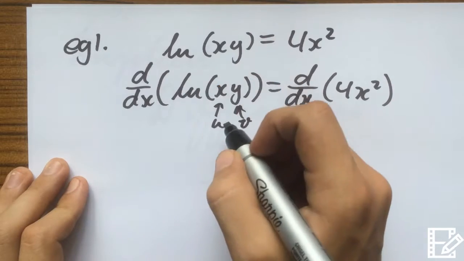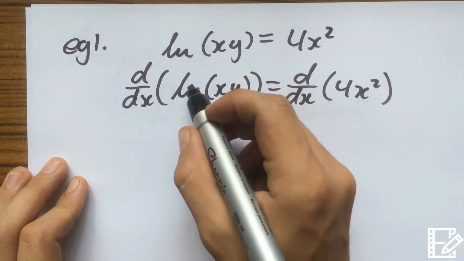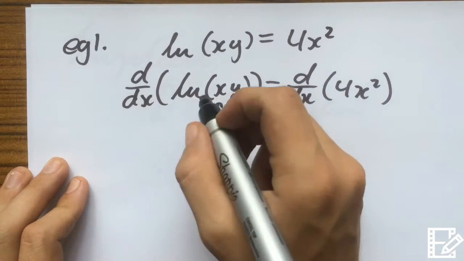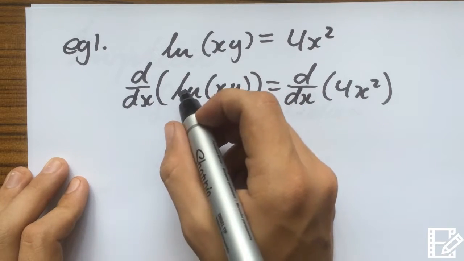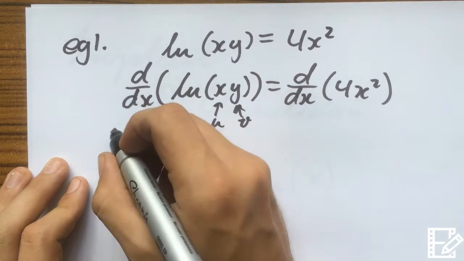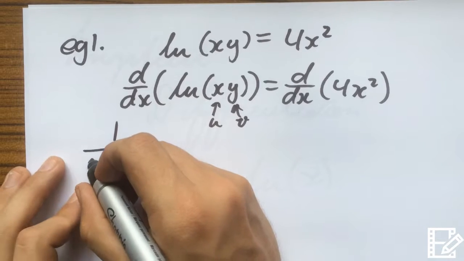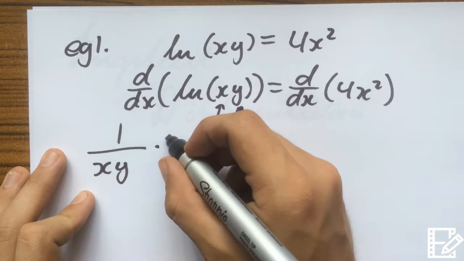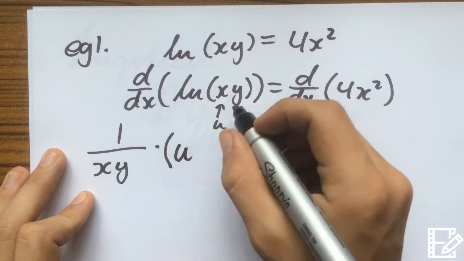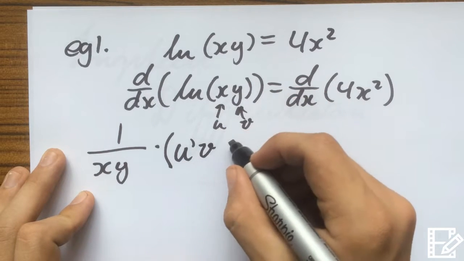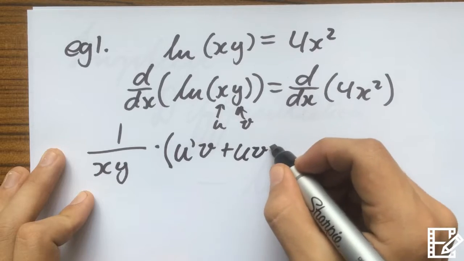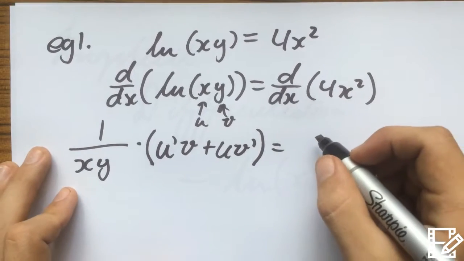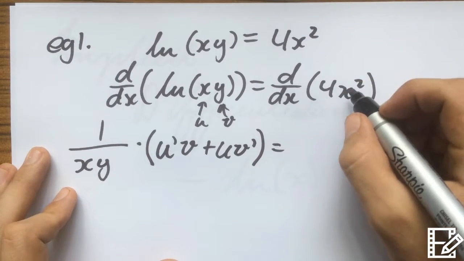But first, we're going to need the chain rule as well to solve this, because we derive the outside, then the inside. So the derivative of the outside of ln of whatever is 1 over the whatever multiplied by the derivative of the inside, which will be u dash v plus u v dash. And that will equal the derivative of 4x squared.